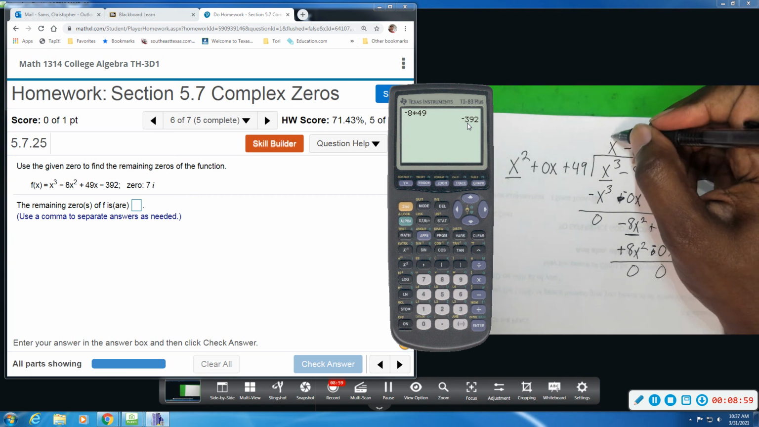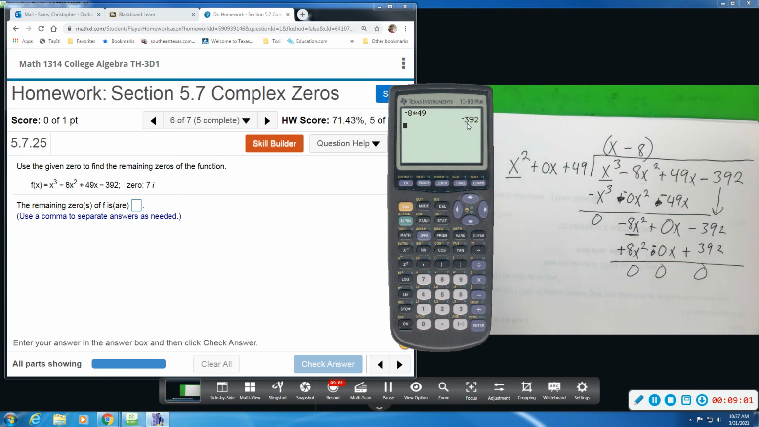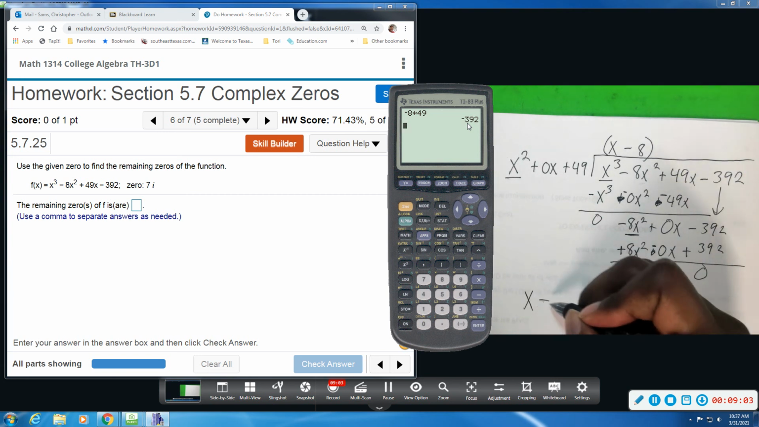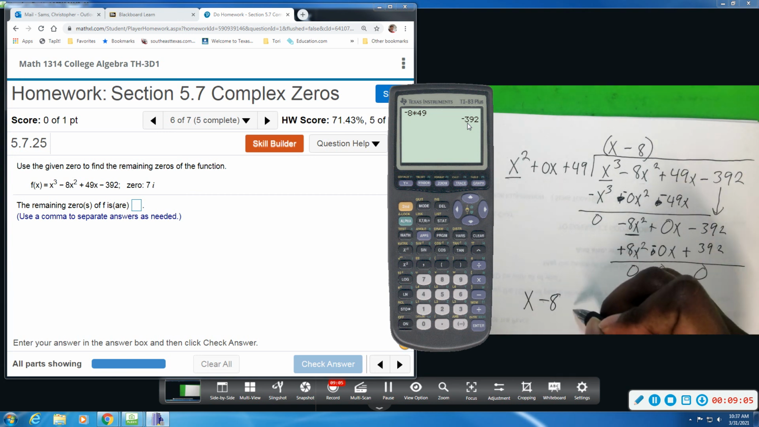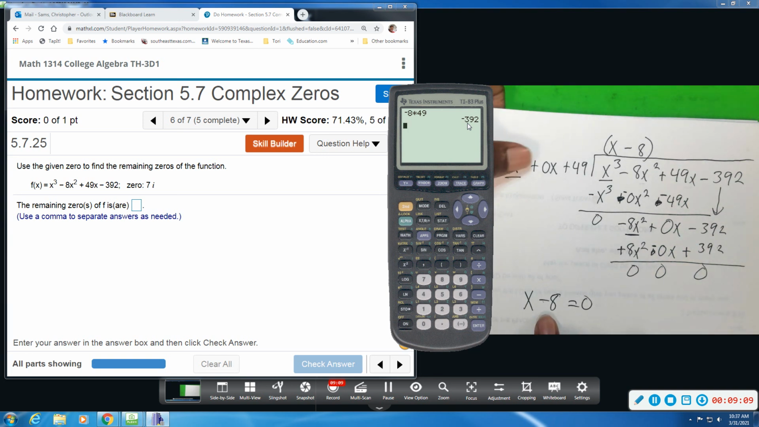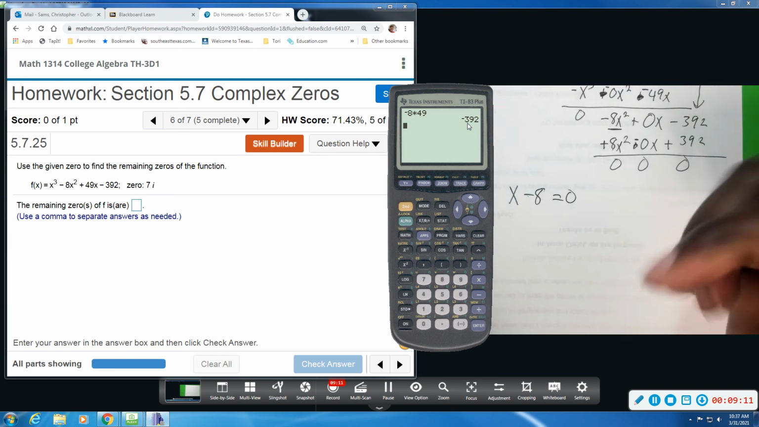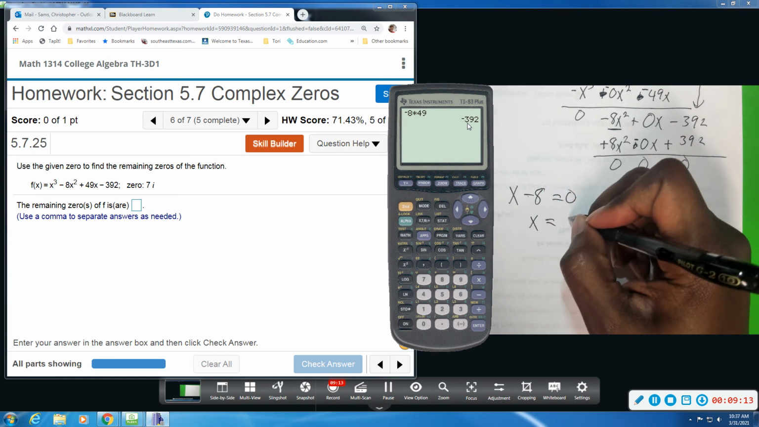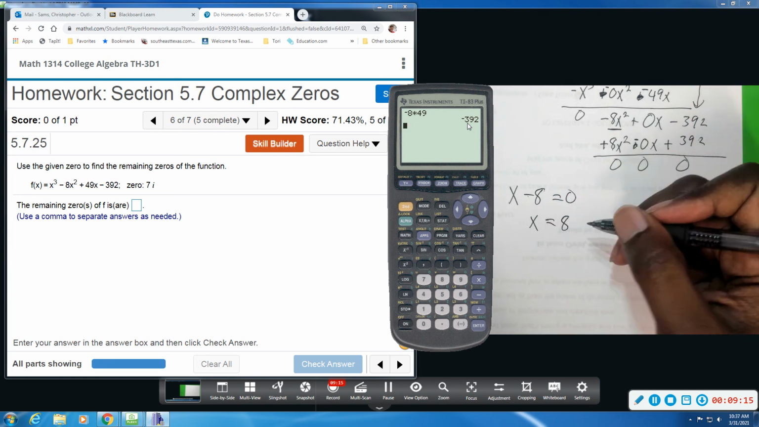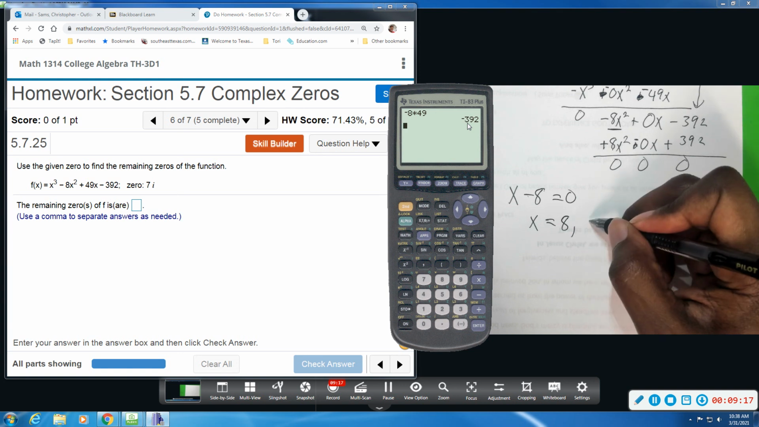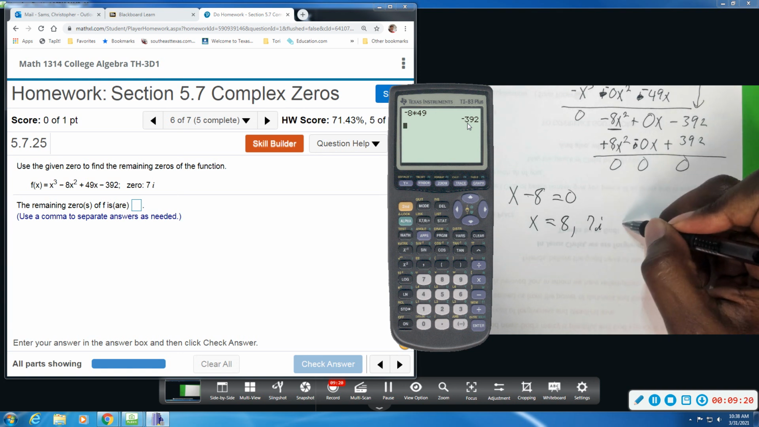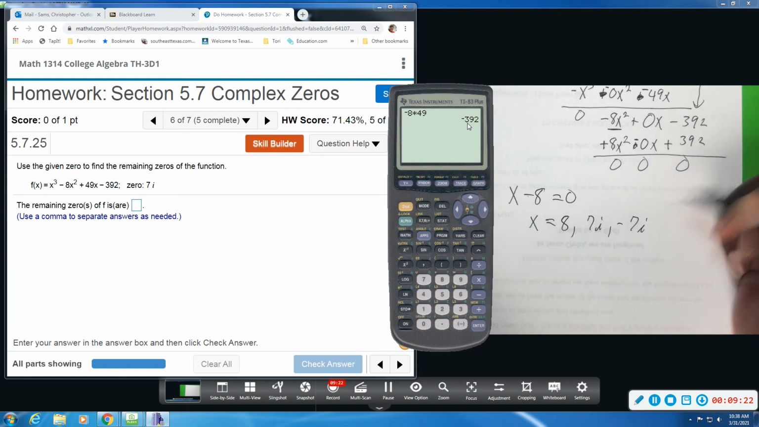This up here is the remaining linear factor, x minus 8, which we set equal to 0, and that will help us find our last 0. If you add 8 to both sides, we get x equals 8. So altogether, the zeros are 8, 7i, and negative 7i.